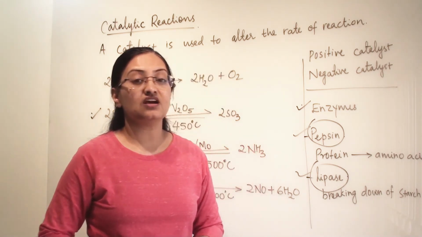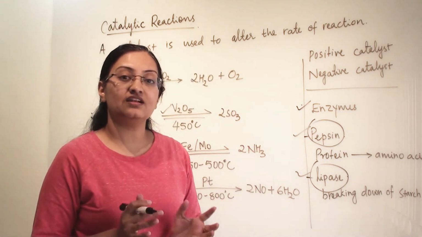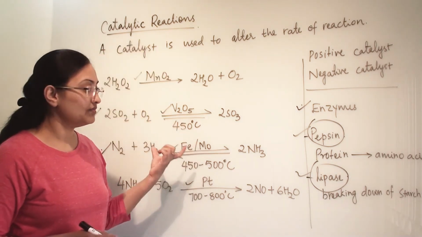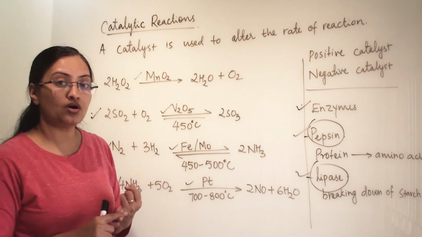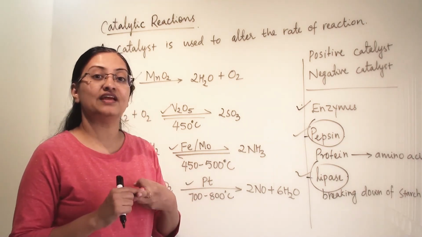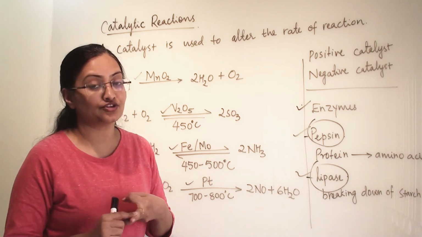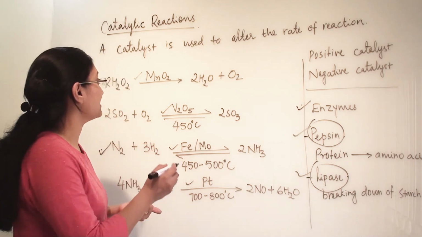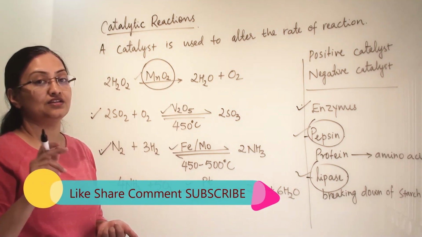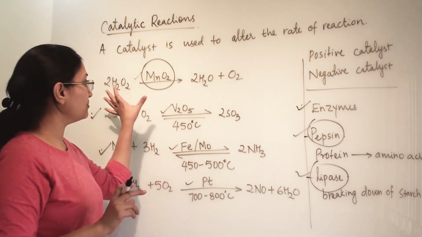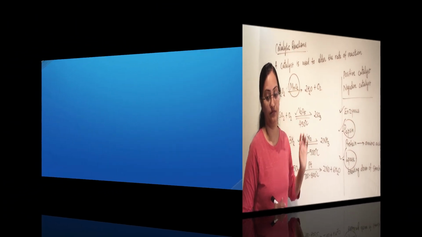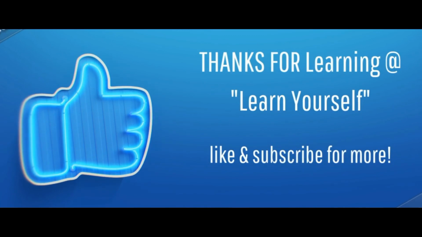So these reactions are very easy to understand, and they are scoring. These reactions may come in an exam as fill in the blanks or to complete the reaction, or they may simply ask you to give an example of one catalytic reaction, or to give an example of a catalytic reaction where manganese dioxide is used. So you have to remember the complete reaction along with its catalyst.